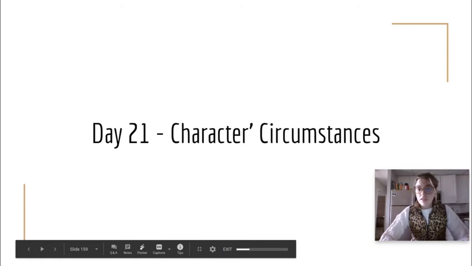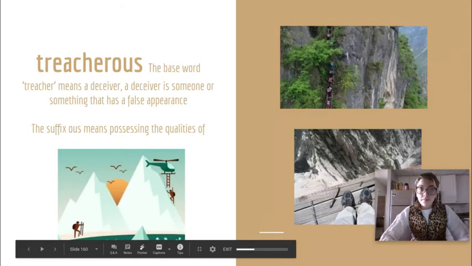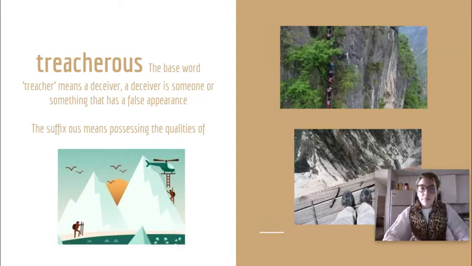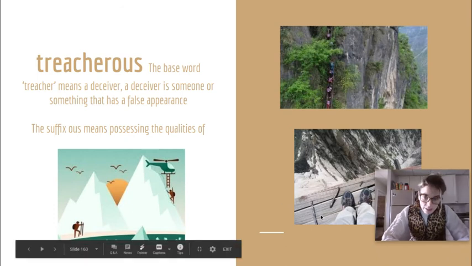Today we're going to be focusing on character circumstances. Our vocabulary word today is treacherous. The base word treacher means a deceiver, and a deceiver is something that has a false appearance. It's not what it seems. And the suffix -ous means to possess the qualities of. So treacherous is something super challenging to get through or overcome, like climbing up the side of a mountain, or in this picture here, they're on a cliff.